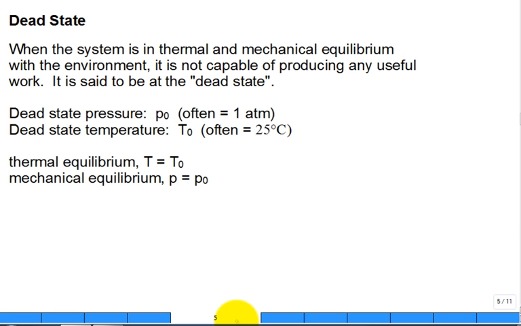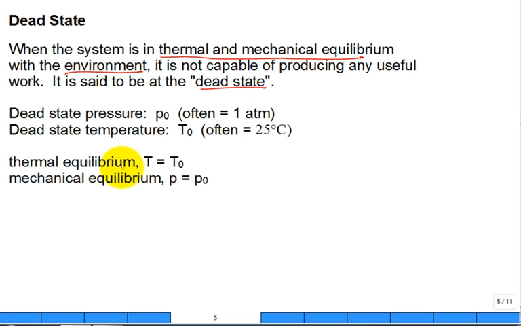Think about it. You're laying on the couch, long day. Somebody says, get up and help do the dishes. I have no energy. I am dead beat, tired. I'm just laying on the couch. Well, same concept here in thermodynamics. The system, when it's in thermal mechanical equilibrium with the environment, is not capable of producing any more useful work. And it is said to be at the dead state.